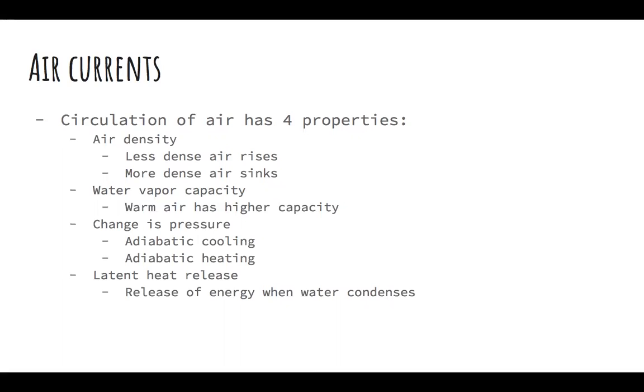Secondly, water vapor capacity also determines air circulation. Warm air is not any less dense than cold air. It just has a higher capacity for holding water vapor. This means that places with a lot of precipitation and hot days have high humidity, meaning that their warm air contains a lot more water vapor because it has a higher capacity for it.